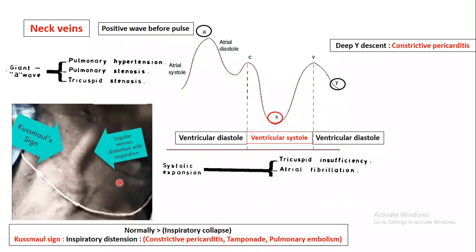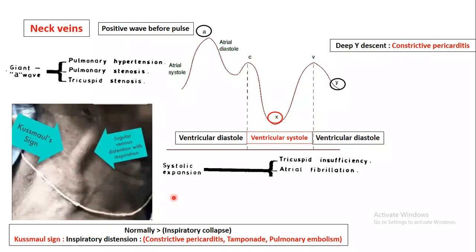When you ask the patient to take inspiration, then you see this sign. This is called Kussmaul sign, inspiratory expansion of the neck veins. This actually occurs in patients who have limited receiving capacity of the right side of the heart due to mechanical compression, like in patients with tamponade, constrictive pericarditis, or obstruction inside the pulmonary circulation in pulmonary embolism. These are the causes of inspiratory expansion of the neck veins.